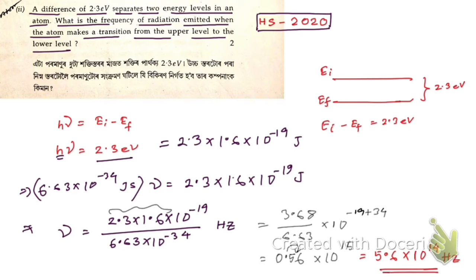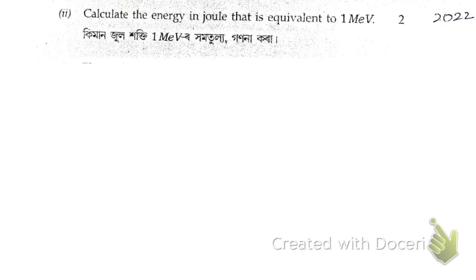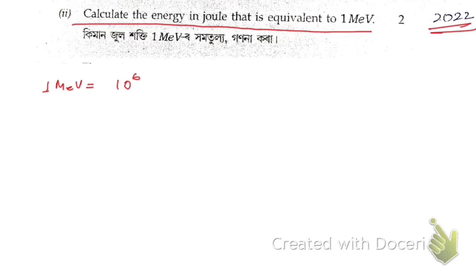Okay, so now let me take the next question. So this is another question which was asked in 2022. Calculate the energy in joule that is equivalent to 1 mega electron volt. So now you see, first let me convert 1 mega electron volt into electron volt. That's going to be equal to 10 to the power 6 electron volt, right?